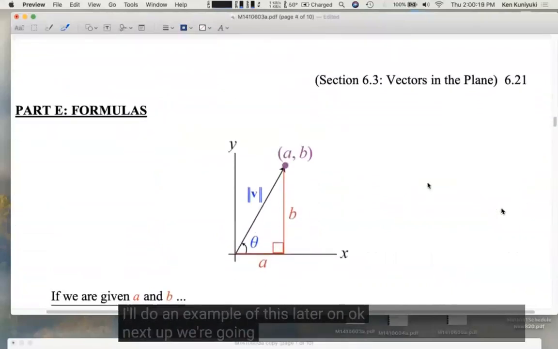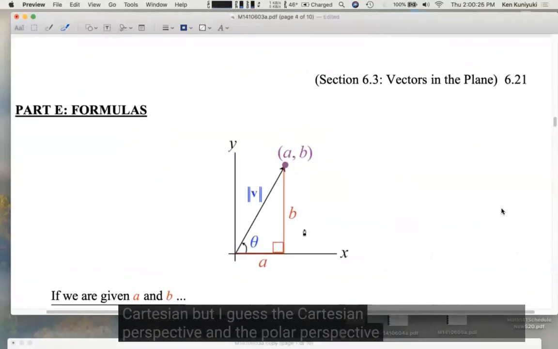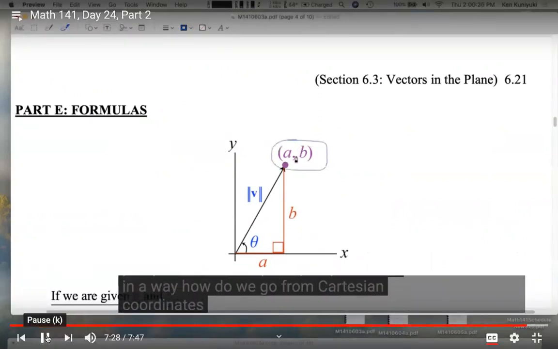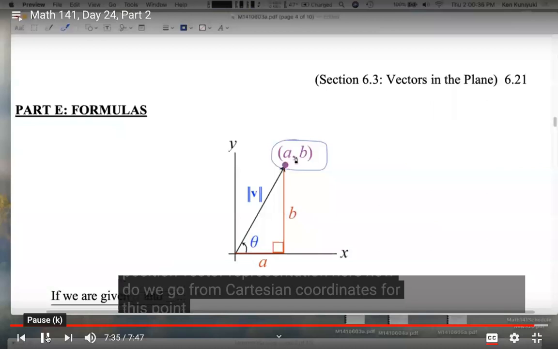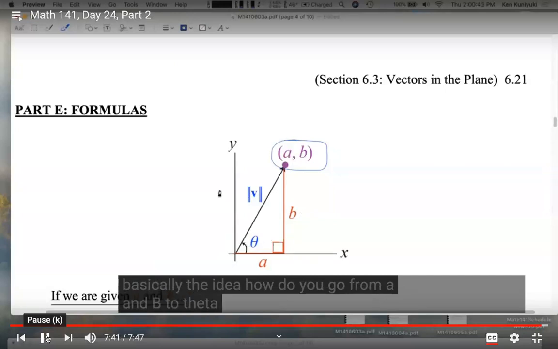Okay, next up, we're going to convert between the Cartesian perspective and the polar perspective, okay? In a way, how do we go from Cartesian coordinates to this point? If we have a position vector representation here, how do we go from Cartesian coordinates for this point to polar coordinates? That's basically the idea. How do we go from A and B to theta and R, or vice versa? Next time. Think about that. How do we do that?